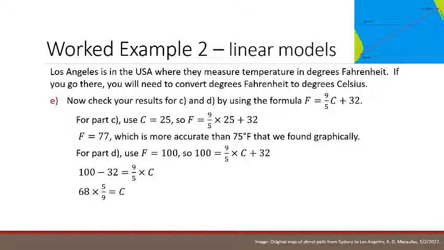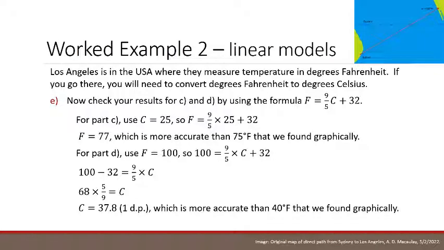Then we want to divide by 9/5. When we divide by 9/5 on the right-hand side, we're just left with C. When we divide by 9/5 on the left-hand side, it's the same as multiplying by its reciprocal. In other words, we multiply by 5 on 9 instead of 9/5. And when we do that, we need a calculator. It turns out to be 37.8, correct to 1 decimal place, which again is more accurate than the 40 degrees Celsius that we found graphically.